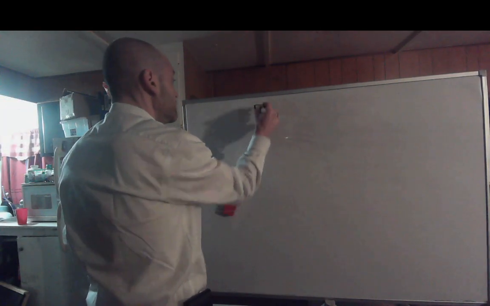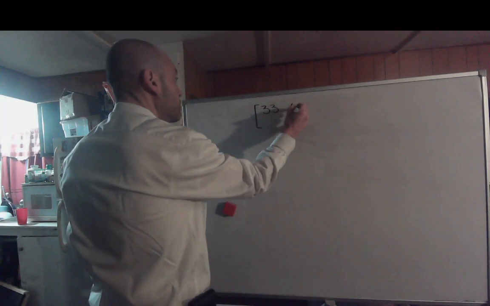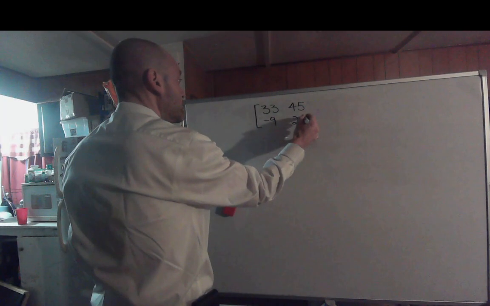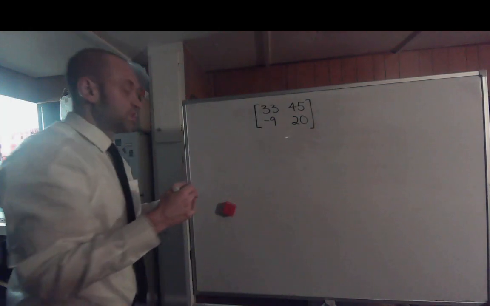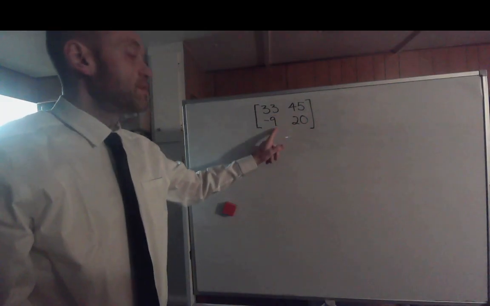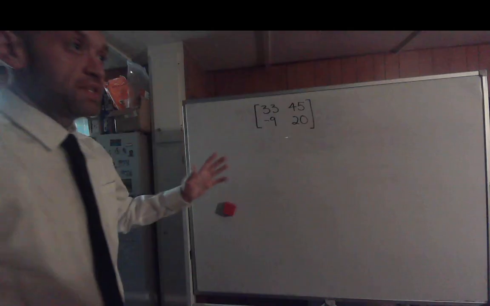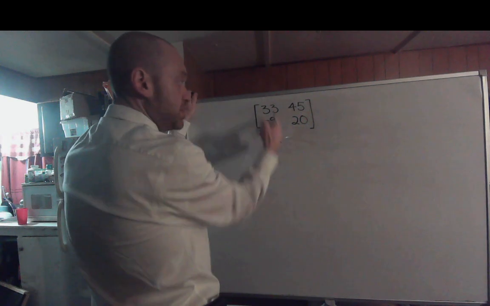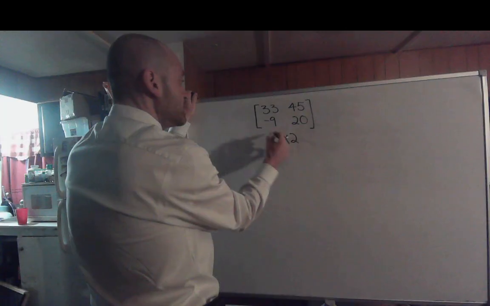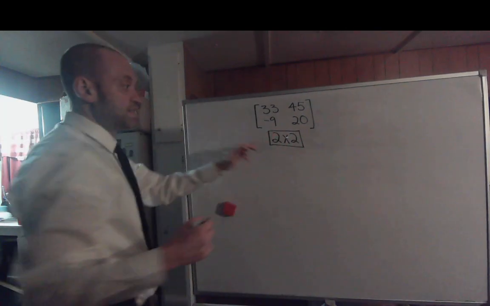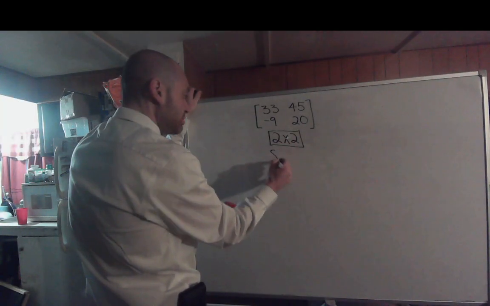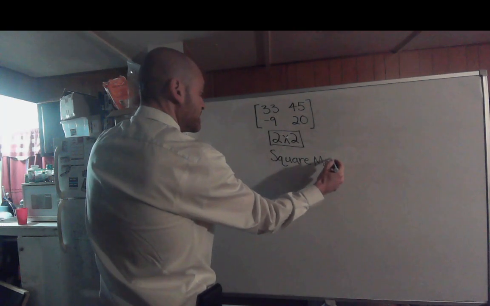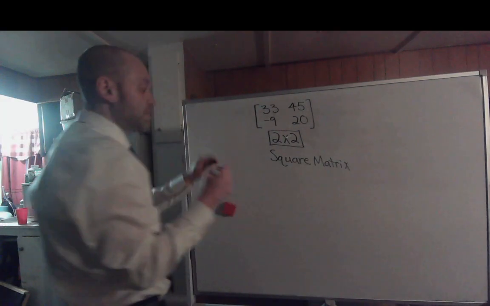Alright, let's see. We have a matrix with entries 33, 45, -9, and 20. How many rows does this have? 2 rows straight across, and then you also have 2 columns. So this is a 2 by 2 matrix, and since the number of rows is the same as the number of columns, this is actually a square matrix.